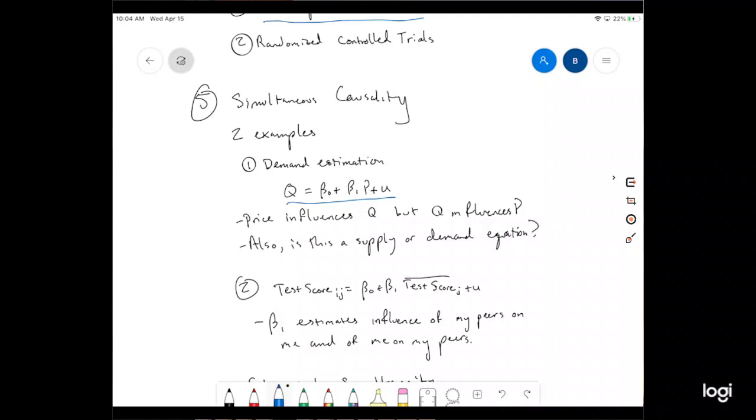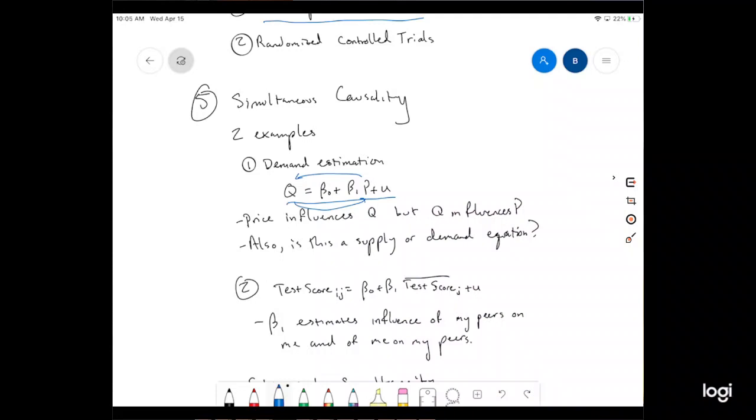But what if the quantity consumed also affects the price of goods? So that might be the supply equation. If you're a supplier, you might be setting your prices based on what people are purchasing, or the quantities people are purchasing. So it could be that the causality goes prices affecting quantities, but also quantities affecting prices. Another question we should ask ourselves is: is this a supply function or a demand function?